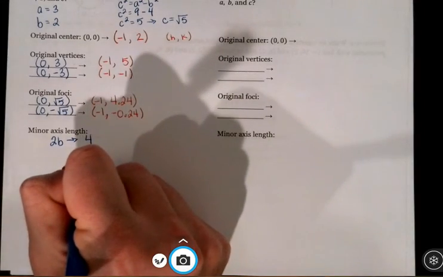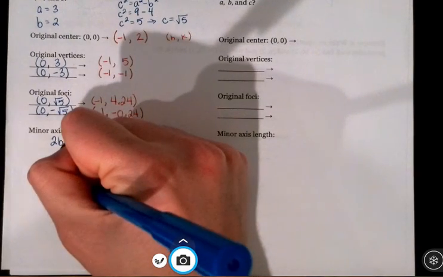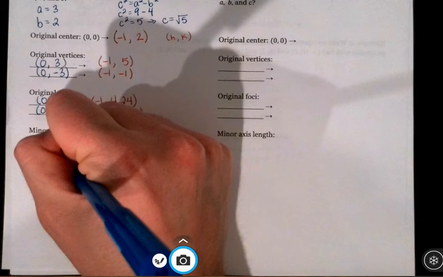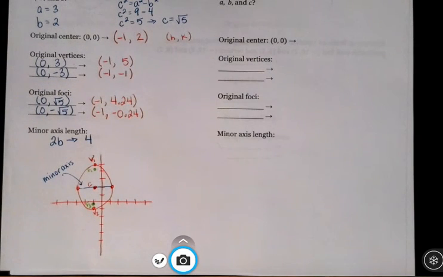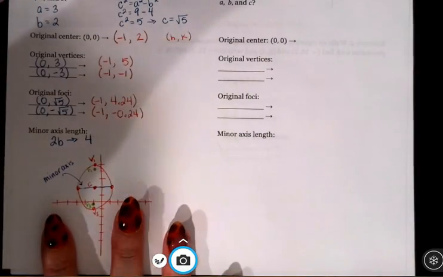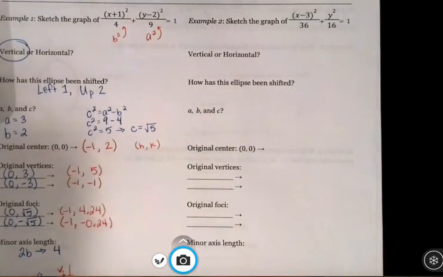I'm just going to label this real quick. So this is our minor axis. So that's how we knew how wide to make our ellipse. I'm also going to go through example 2, but I'm going to go a little bit quicker. So feel free to pause the video if you want to try it on your own and then see if you are correct.